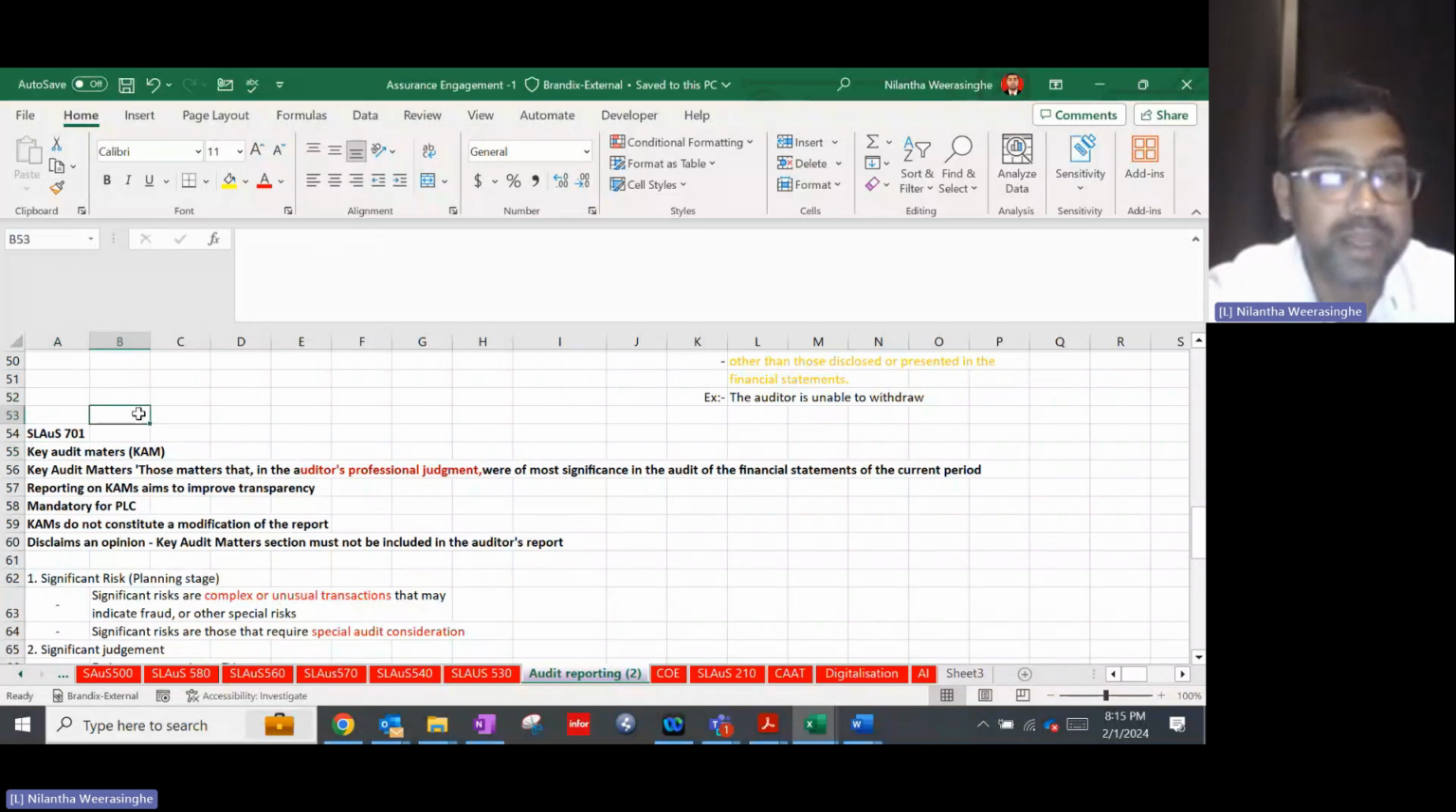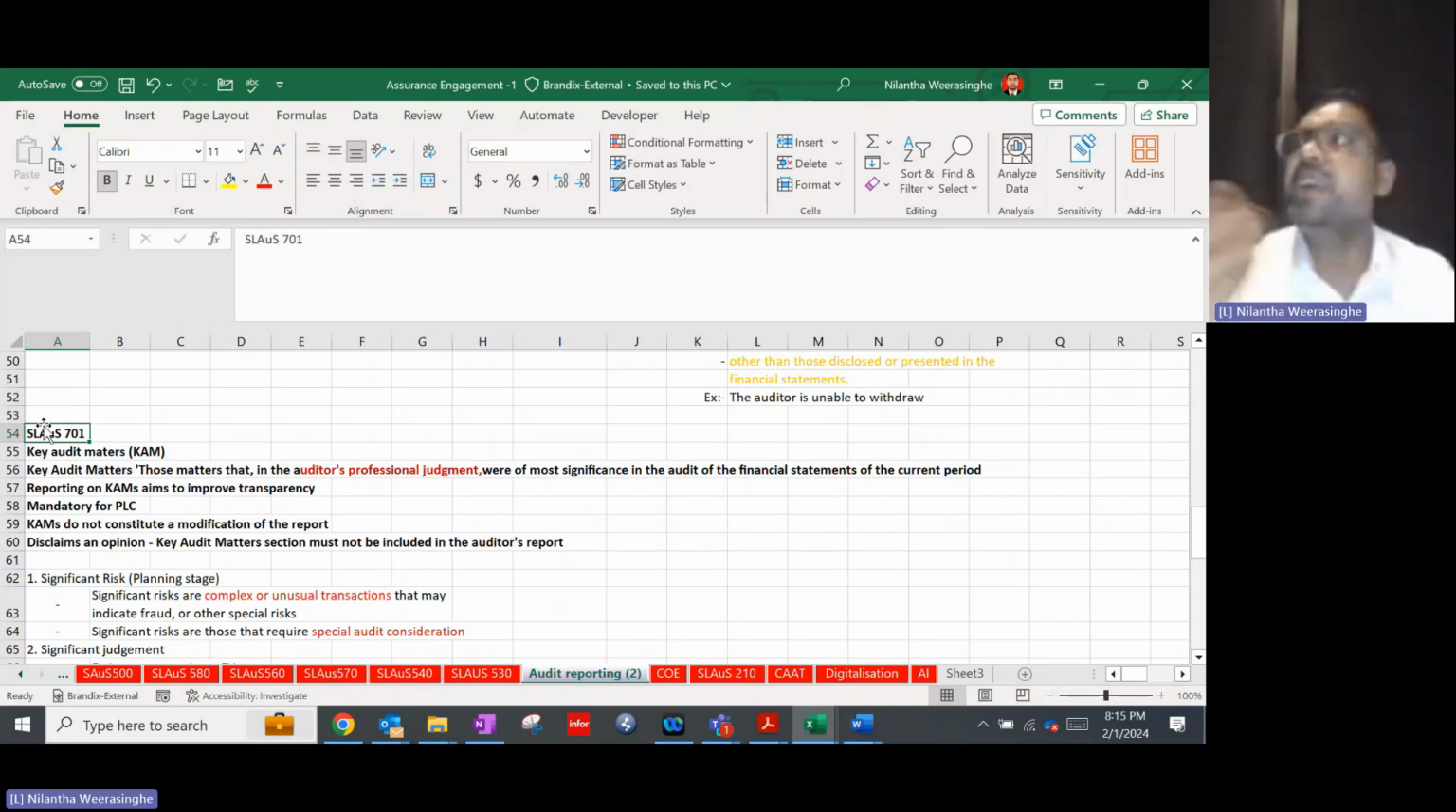key audit matter is mandatory for public listed companies. It is mandatory for public listed companies. No choice. For private limited companies, yes, if there are key audit matters, you can include them. It is not mandatory, but for public listed companies, it is mandatory.